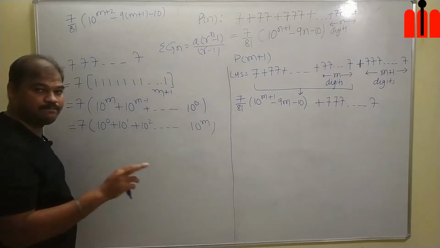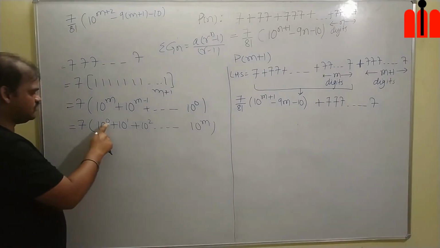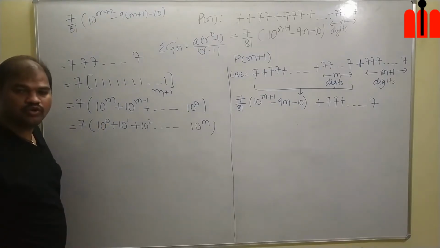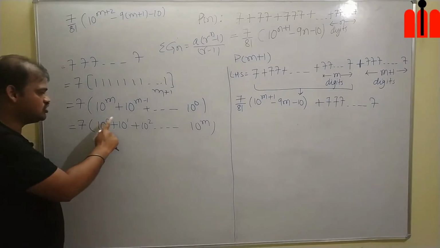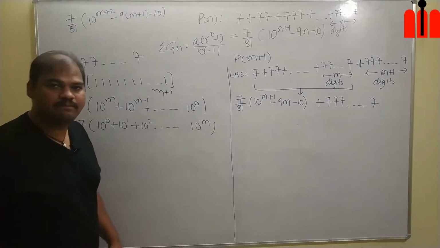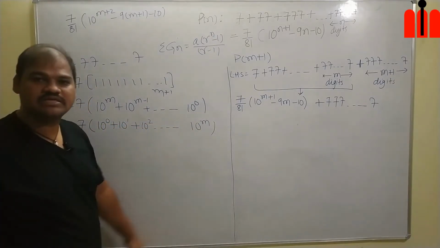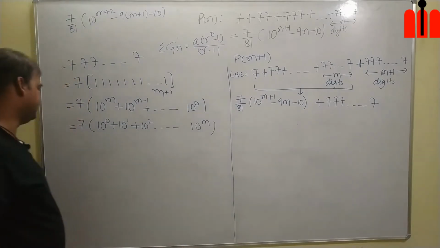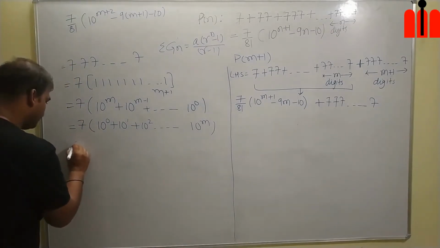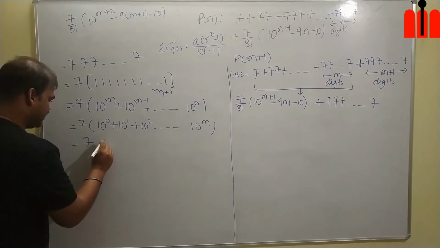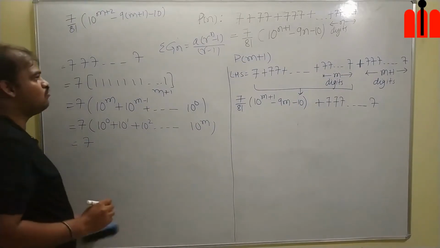There are m plus 1 terms because we are starting from 0. Here we are starting from 0, 1, 2 till m, so it is m plus 1 terms. So my sum will be written as 7 into, what is my first term?